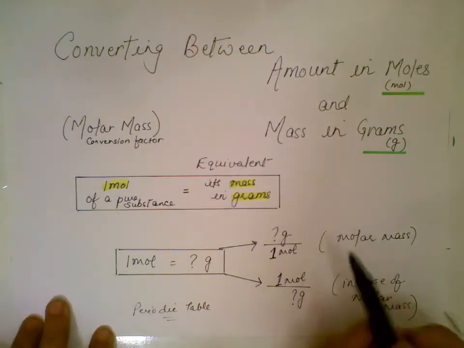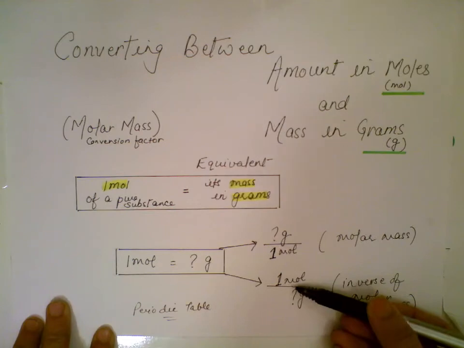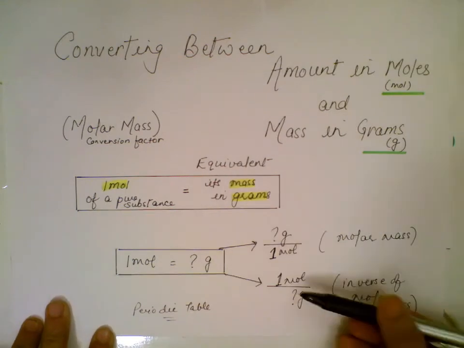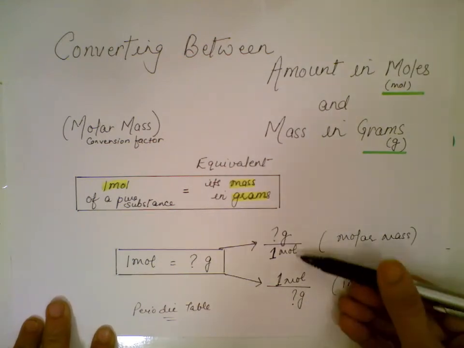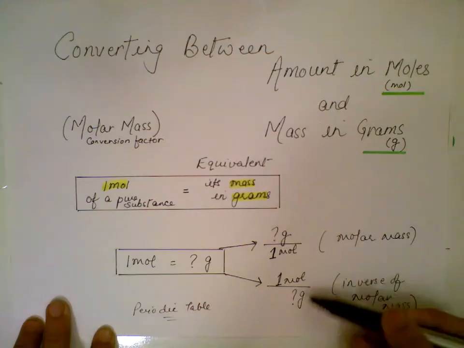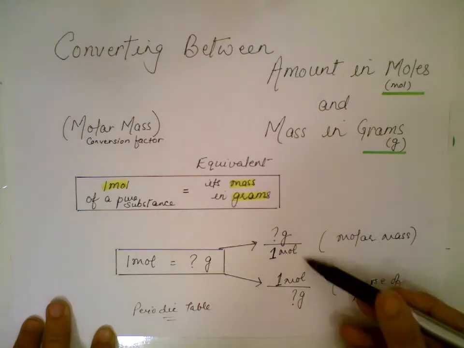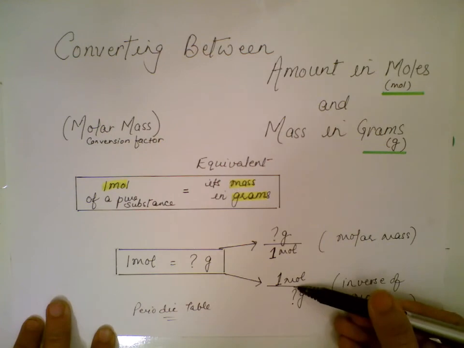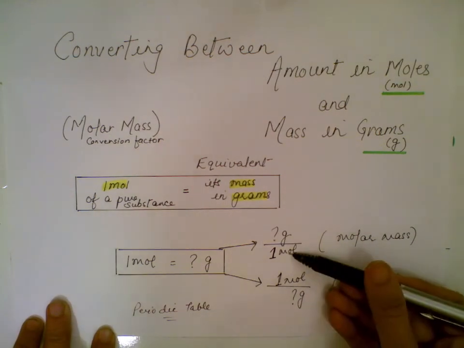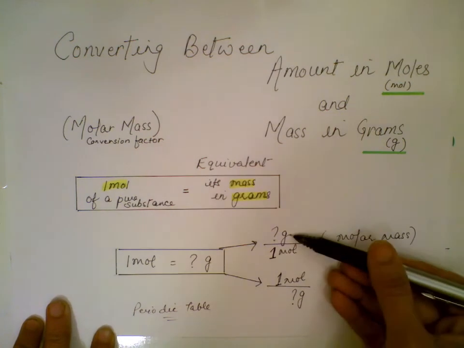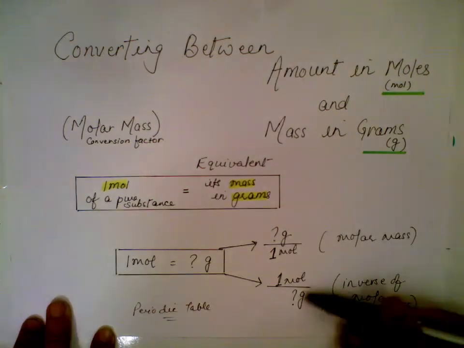Now, these two fractions, they are conveying the same message and they both are true, even though you see the second one is the inverse of the top one. They are giving the same information that 1 mole of a pure substance is equal to its mass in grams. That's what both of them are telling you.